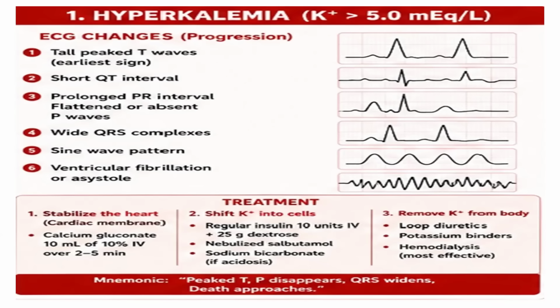Treatment occurs in three steps. First, stabilize the cardiac membrane with intravenous calcium gluconate. Second, shift potassium back into cells using regular insulin with glucose, nebulized salbutamol, and sodium bicarbonate if acidosis is present. And thirdly, remove potassium from the body using diuretics, potassium binders, or hemodialysis, which is the definitive treatment in severe cases.